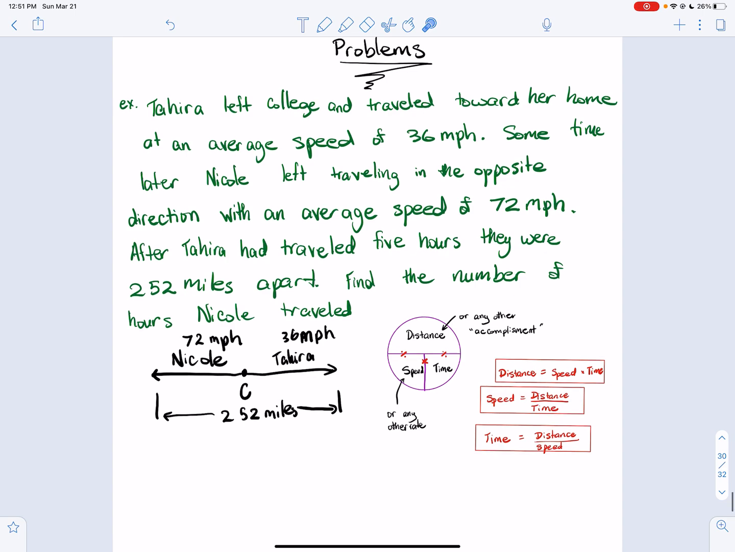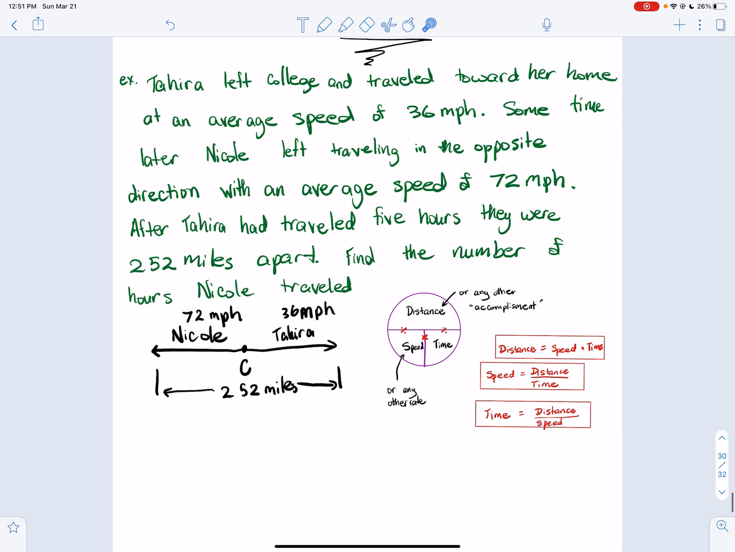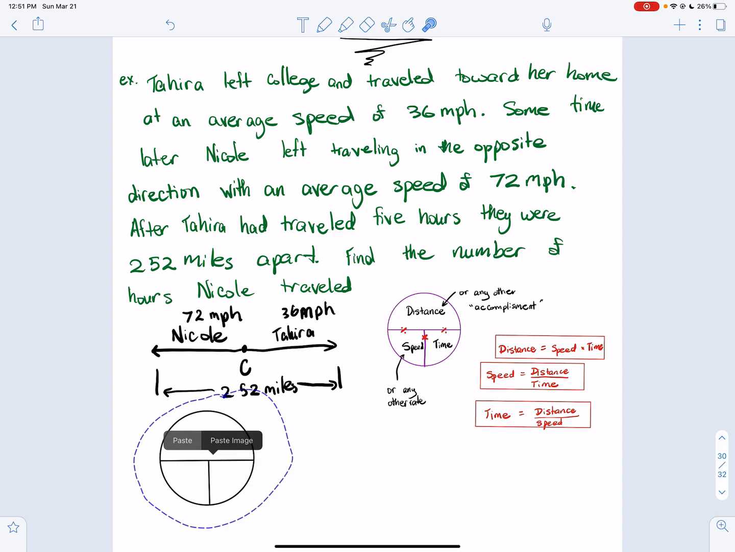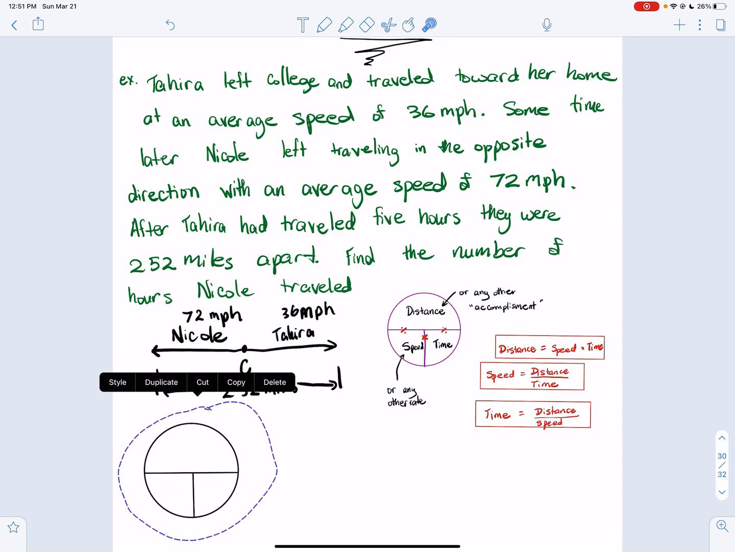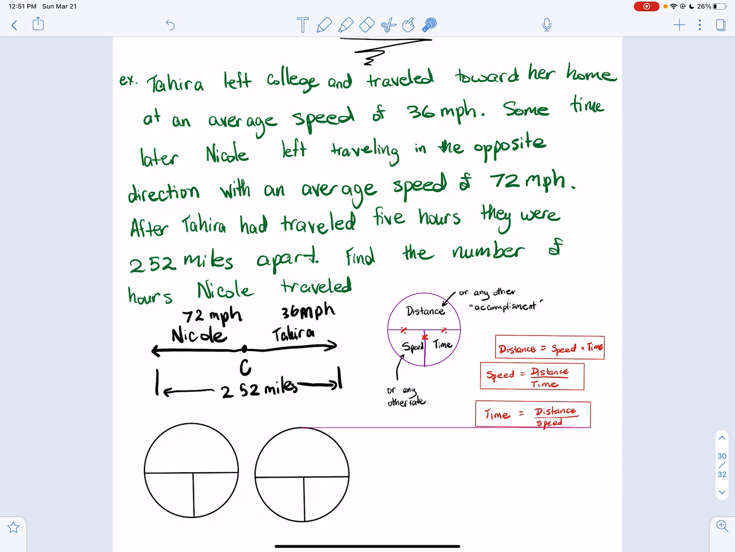So there's Tara's trip and there's Nicole's trip. So I'm going to go ahead and put a circle down for each of them. So let's get that circle there and one for Nicole as well. All right, so we have Tara's circle right here, and we have Nicole's circle right here. And these circles will describe both of their trips.